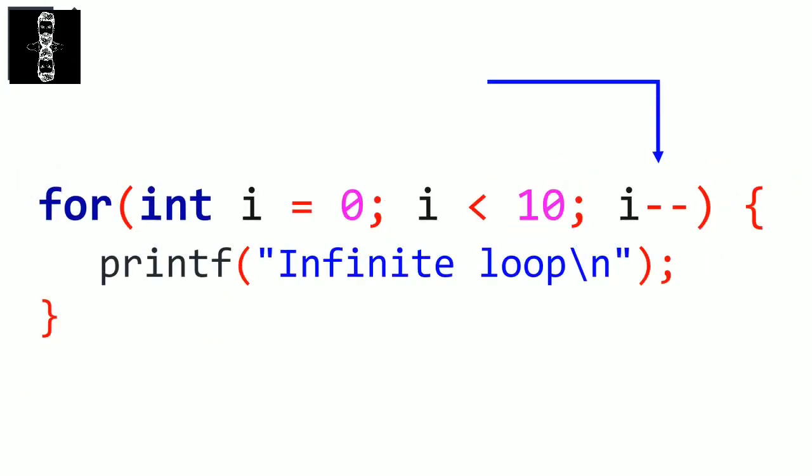Or for example, in this loop, we have i initialized on 0 and decrementing, and the condition says that i must be smaller than 10. This one will always be true. Or the most common mistake, it usually happens in while or do while loops, it's when we forget to increment the counter. Remember the example we did in the while loop video.